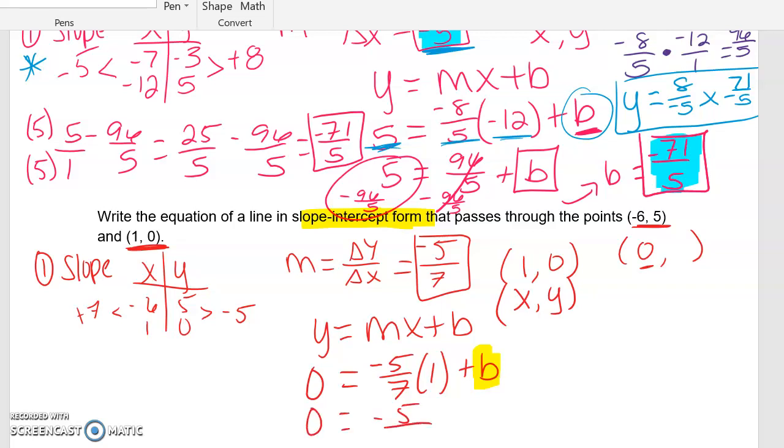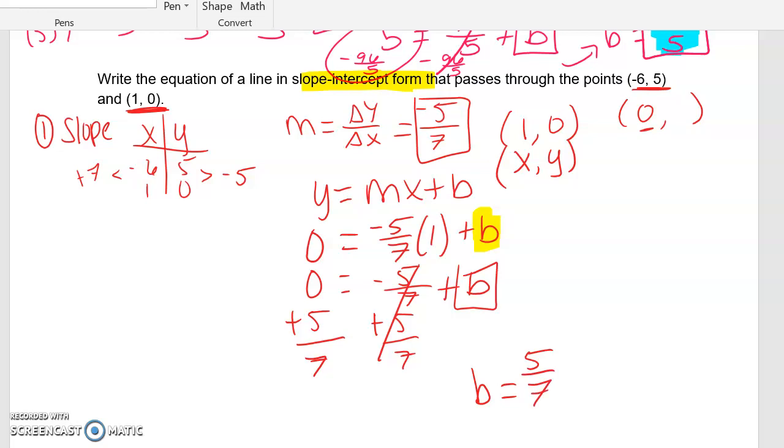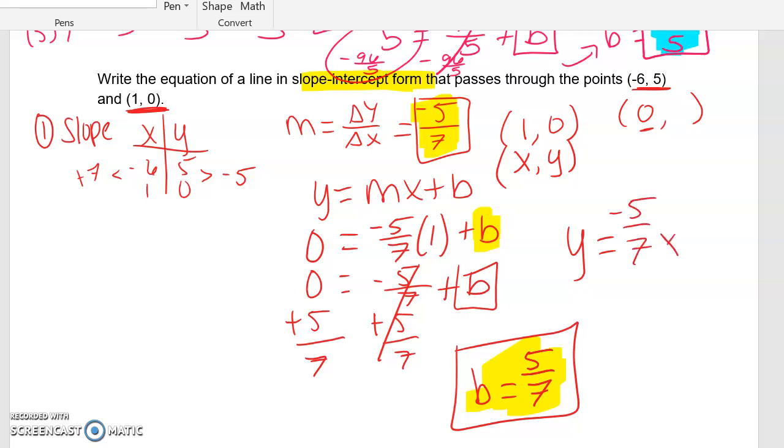Negative 5 over 7 times 1 is just negative 5 over 7 plus b. And then in order to get b by itself, I'm going to add the 5 over 7 to the other side. That means that my b value is positive 5 over 7. So now I have my m and I have my b, and I'm just going to plug it in. So y equals negative 5 over 7x plus 5 over 7.